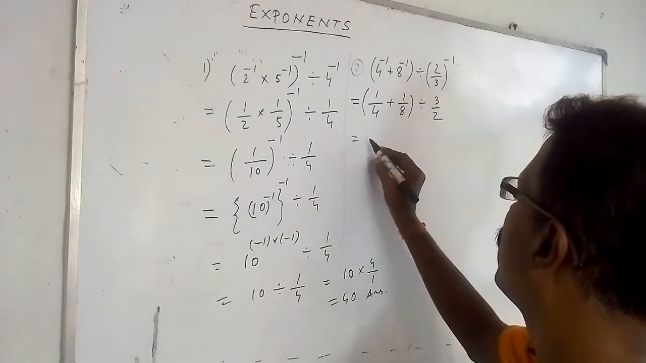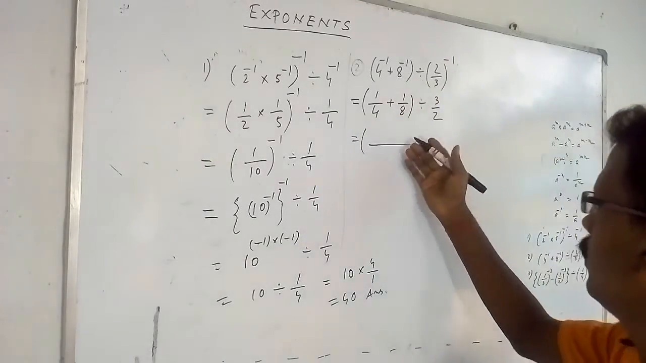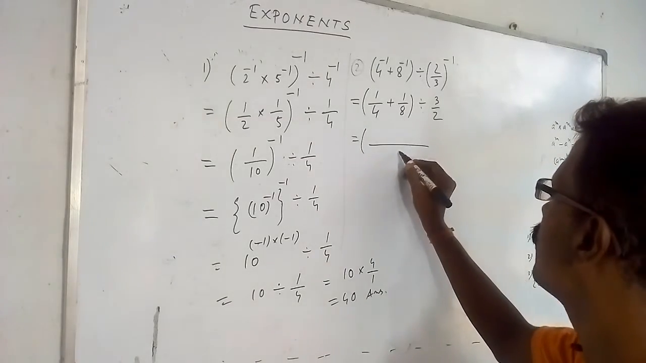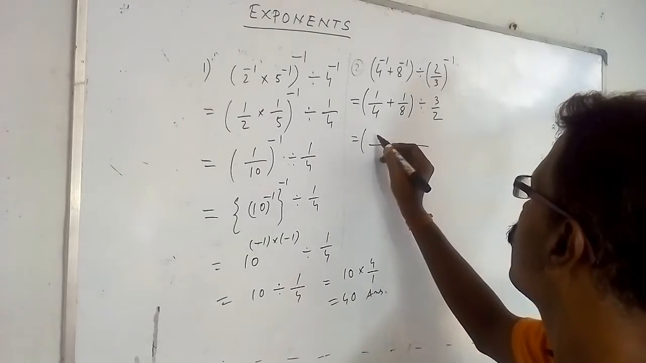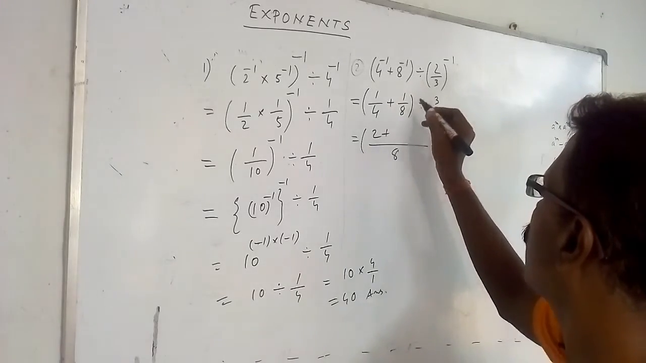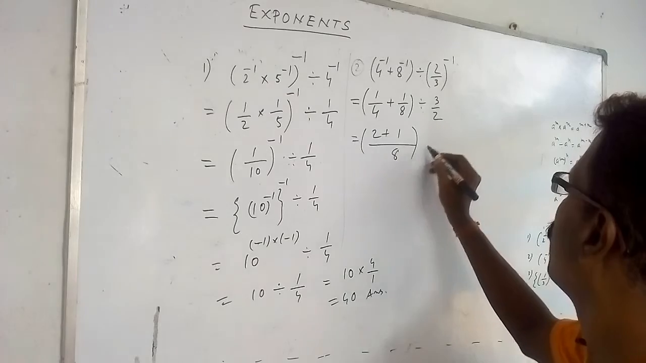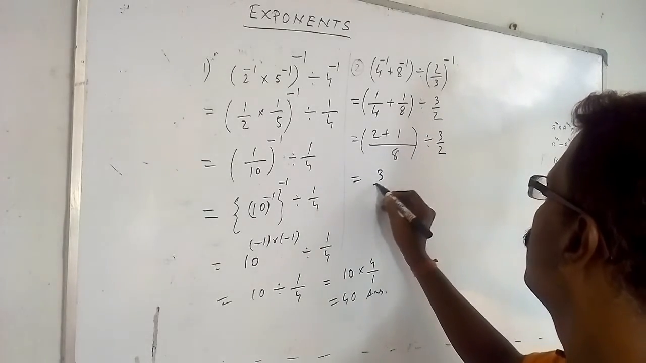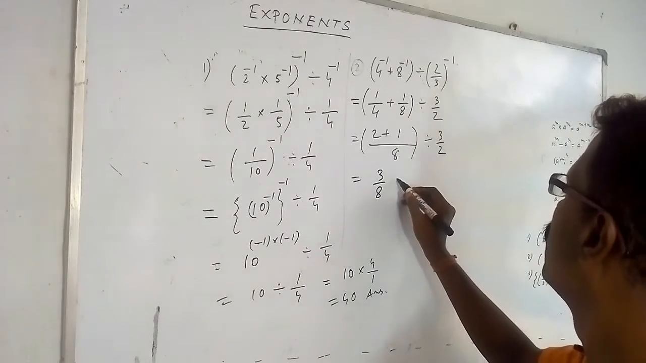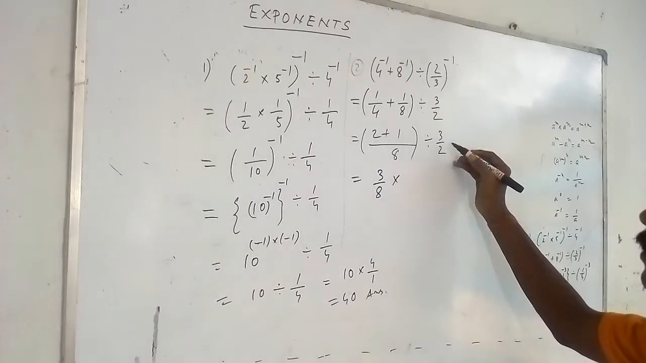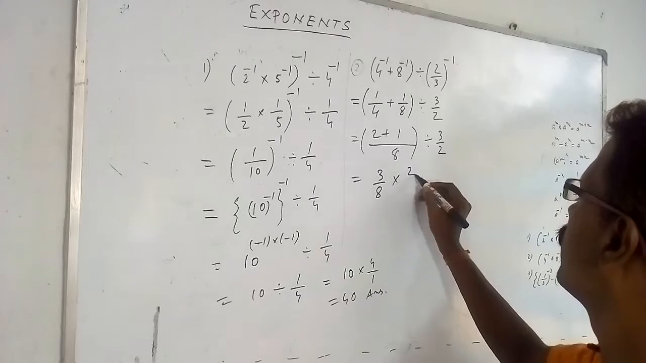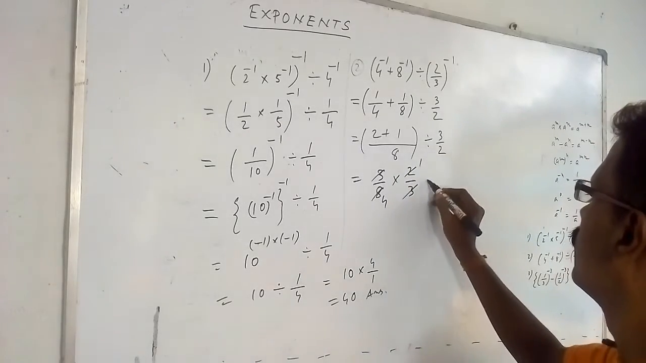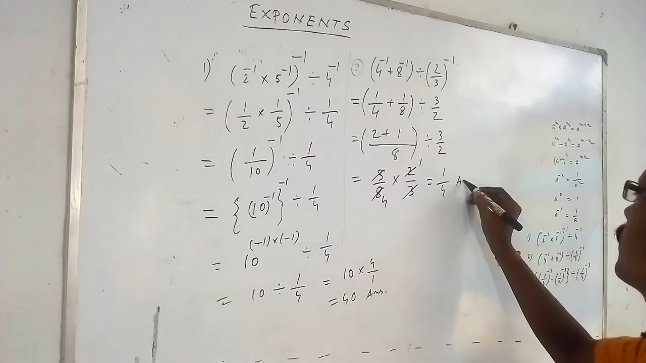So 1 by 4 and 1 by 8, what does it mean? Just take the LCM of 8 and 4, which is 8. 8 divided by 4 is 2, 2 ones are 2. 8 divided by 8 is 1, 1 one is 1. Now divided by 3 by 2: 2 plus 1 is 3 by 8, and the division sign should be changed into multiplication and write the reciprocal of this number, that is 2 by 3. Now cut 2 by 8, 4 and 1, that is 1 by 4 is your answer.